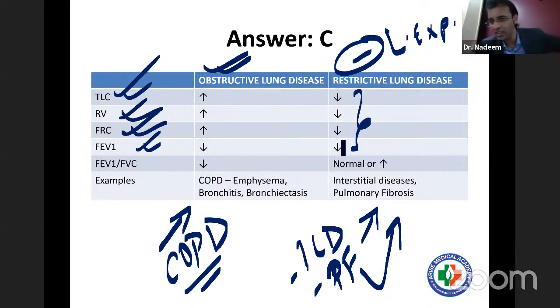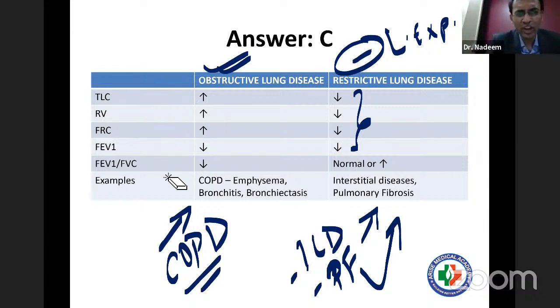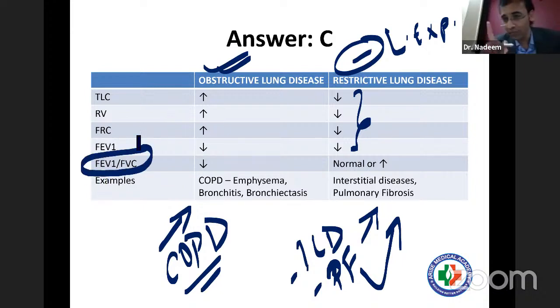Please go through your physiology. I'm just giving you the basic orientation of what kind of clinical questions will be asked. So because lungs are not able to expand, lung capacity, residual volume, all these parameters are decreased. But one ratio is there, forced expiratory volume in the first second to the forced vital capacity. So what is happening? This will be normal or increased in restrictive lung disease?